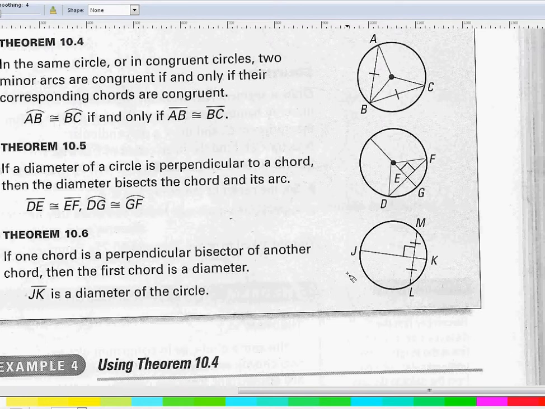But we know from a postulate, which is called the perpendicular postulate, that given any point not on a line and any line, there is only one line that is perpendicular to the given line through that point not on the line. So therefore, that line must be the diameter. And that is sort of the thinking behind how we prove Theorem 10.6.